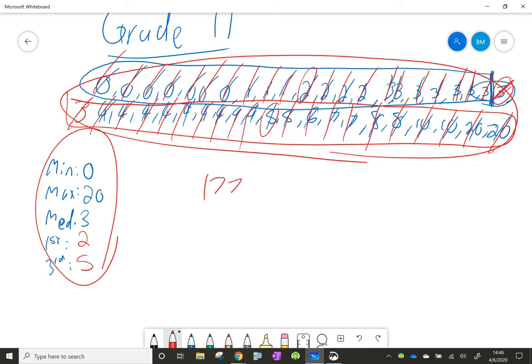So 177 divided by however many numbers are here. So let's see, 1, 2, 3, 4, 5, 6, 7, 8, 9, 10, 11, 12, 13, 14, 15, 16, 17, 18, 19, 20, 21, 22, 23, 24, 25, 26, 27, 28, 29, 30, 31, 32, 33, 34, 35, 36, 37, 38, 39, 40, 41, 42. 42 numbers, I think, in total.